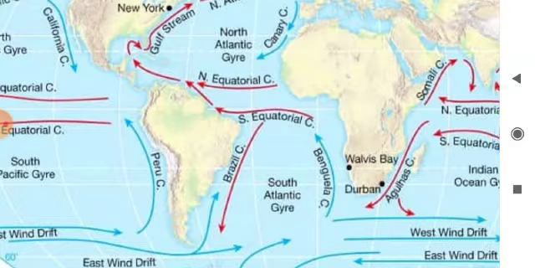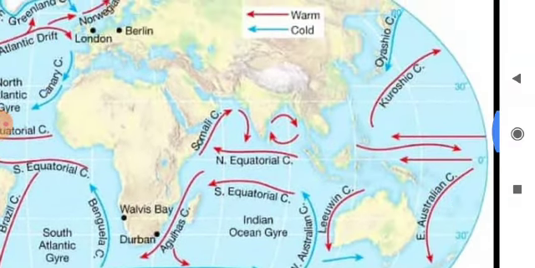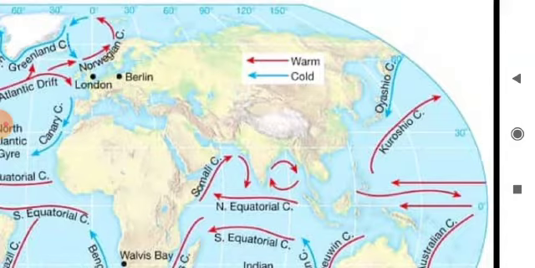Next point, major currents of the Pacific Ocean. Warm Kuroshio current. Kuroshio is the most important warm current of the North Pacific Ocean. It moves at a speed of about 30 km per day. It keeps the eastern coast of Japan warm even in the coldest month, when snowing is frequent in Honshu and Hokkaido. Okay.